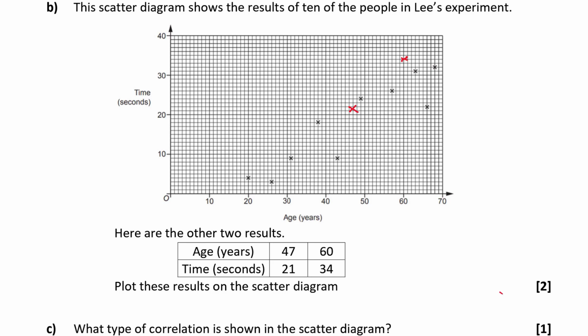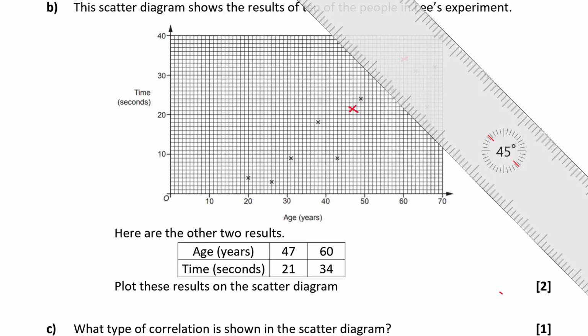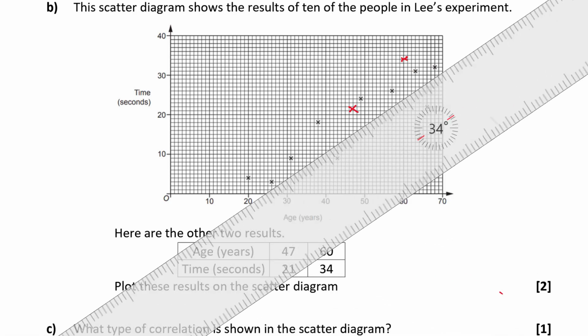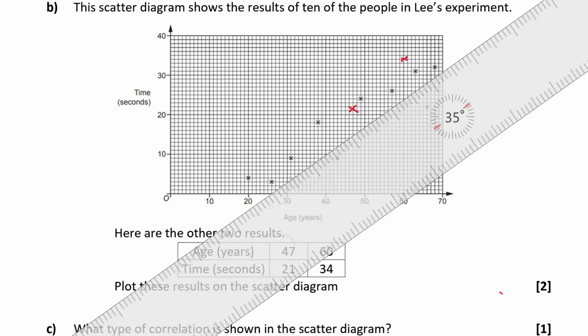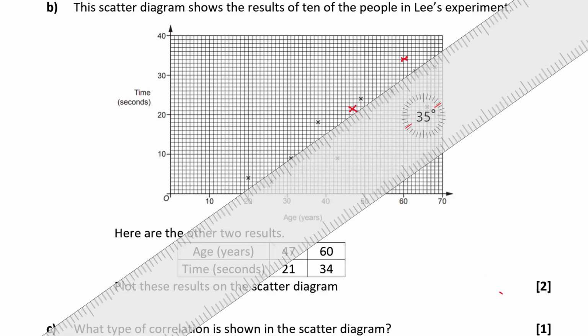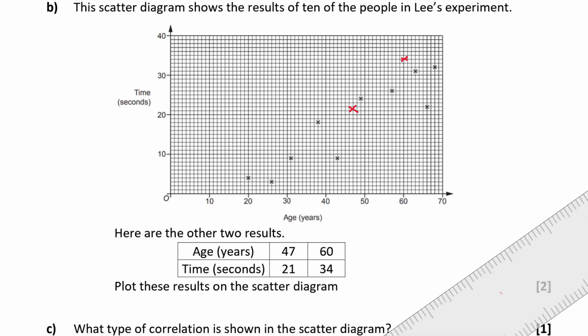Part C says, what type of correlation is shown in the scatter diagram? Okay, if I get my ruler out, you can probably see that I've got a kind of band going up the data like that from left to right, sloping upwards. So got a clear positive correlation here. So I'm just going to write down the word positive.